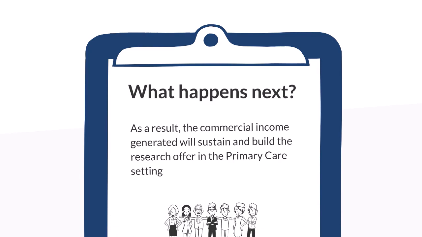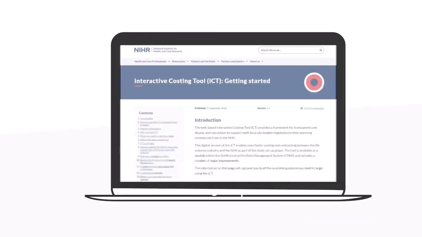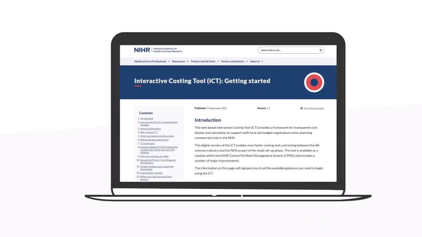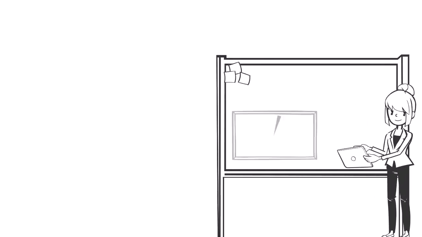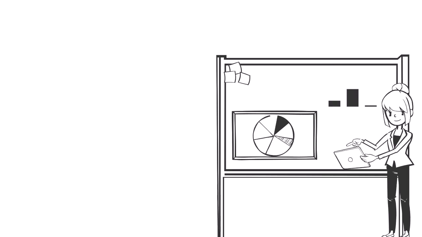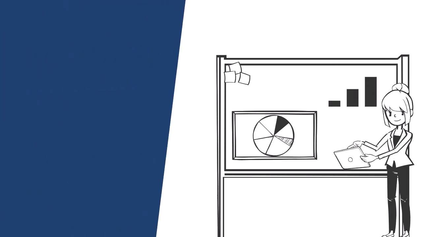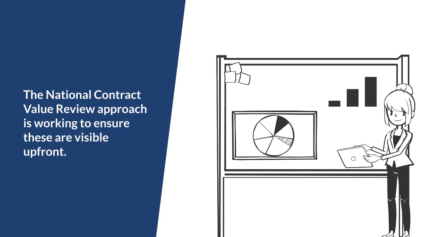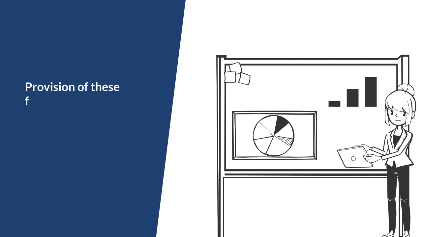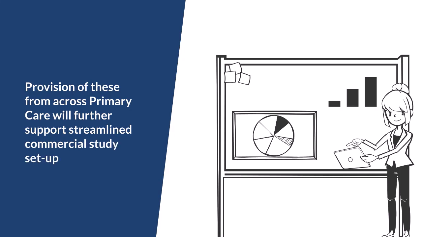NHS organisations in Scotland and Wales operate a single cost model, and Northern Ireland is working to endorse this model. You can see this information in the UK Interactive Costing Tool tariff data on the NIHR website. Where there may be justifiable reasons why a local price for an activity is different from the value generated by the ICT, the National Contract Value Review approach is working to ensure these are visible upfront. Provision of these from across primary care will further support streamlined commercial study setup and patient access.